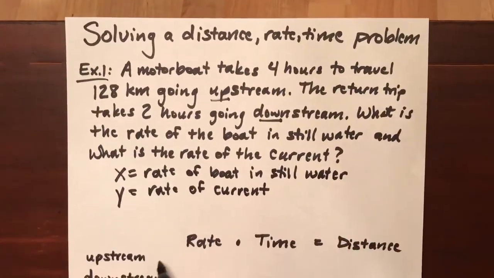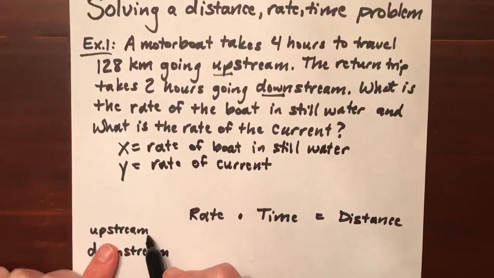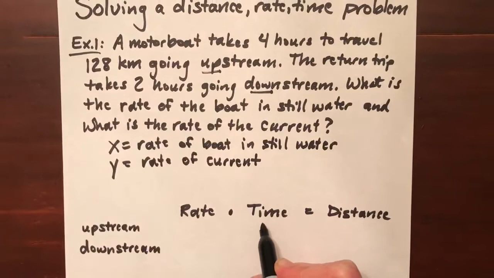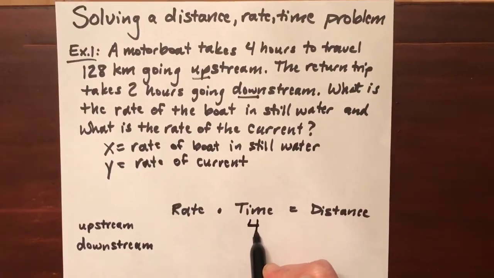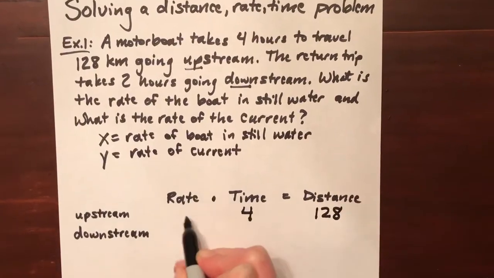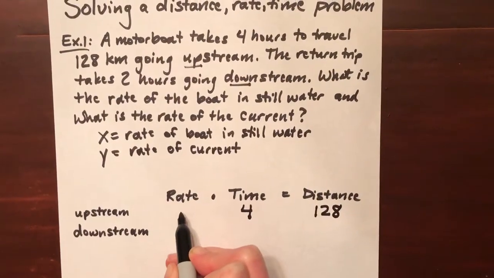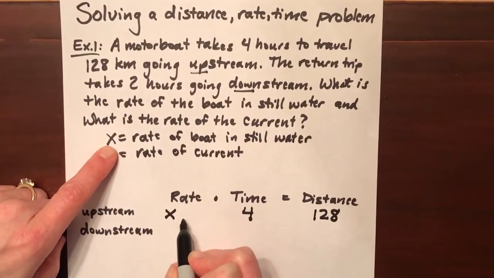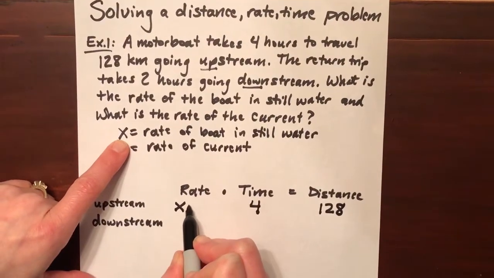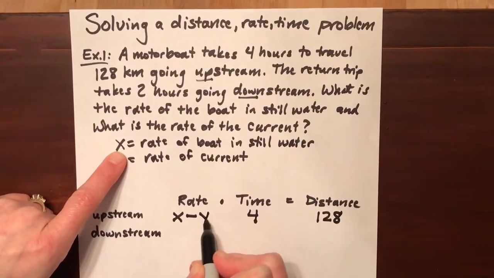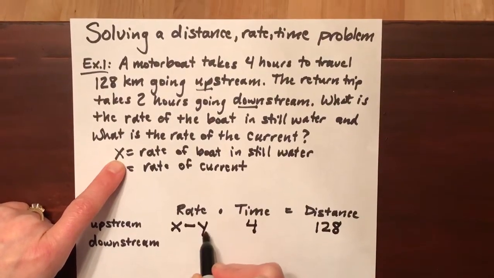First, we have the trip going upstream. And so we were told that it will take us 4 hours to travel upstream. That's the time. And our distance is 128 kilometers. And so the rate is the rate of the boat, x, but upstream means we're going against the current. So we'd be subtracting the rate of the current because the current is pushing against us and slowing us down.